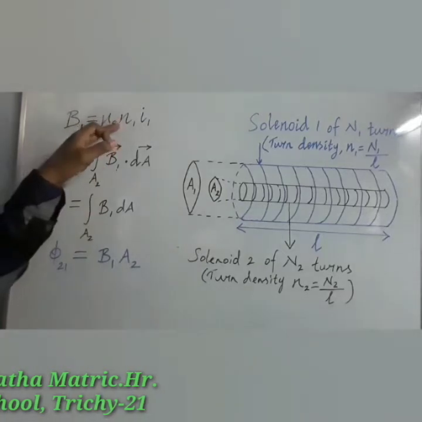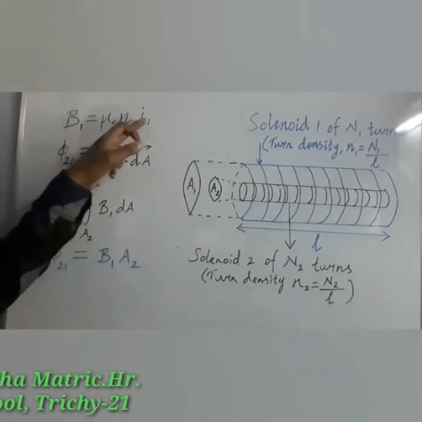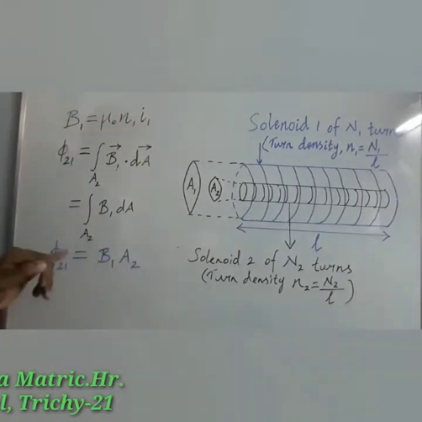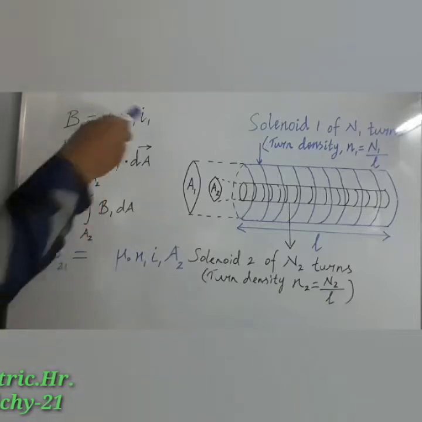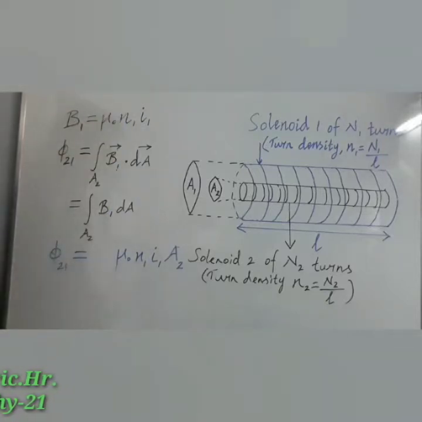From the first equation, we get the value of b1, that can be substituted here. So what is the new expression? Here I have written the new expression for the magnetic flux. So I have substituted the value of b1 here.